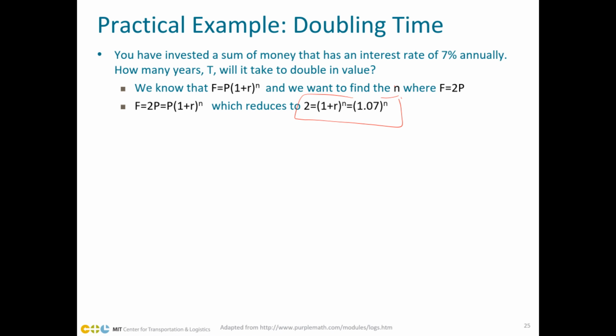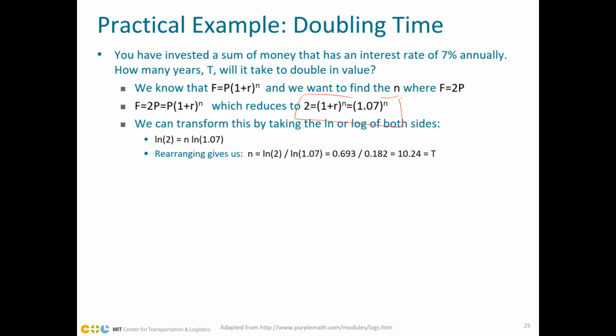Hopefully this looks familiar. It's an exponential function. So I can do this by transforming both sides. So I end up with the natural log of the left side, natural log 2, ln 2, is equal to n times the natural log of 1.07. I can then rearrange it because I want to solve for n, and I bring the natural log of 1.07 to the other side, and so n, the doubling time, the number of years it'll take for my investment to double, is equal to the natural log of 2 divided by the natural log of 1.07, which gives me 10.24.